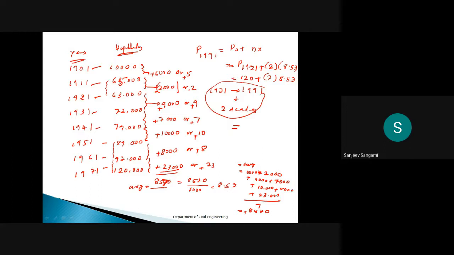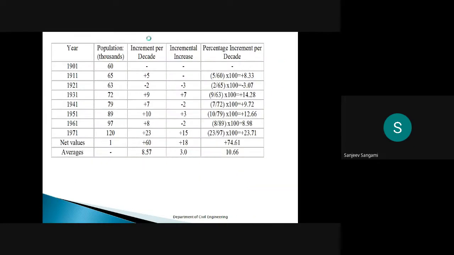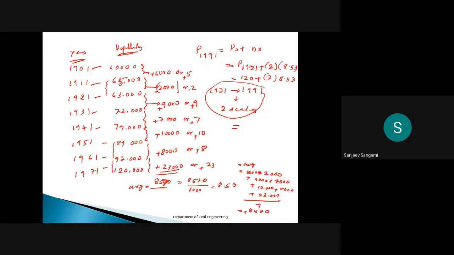So be careful about whether it is a plus or minus. Whenever it is there, you have to write that plus. Most of the time the population will increase, but sometimes, to make a twist in your problems, they will give one decade as a decremental population. In that case you should be very careful. Plus sign and negative sign is very important. Or the average can be taken in another way, that is 8.57.